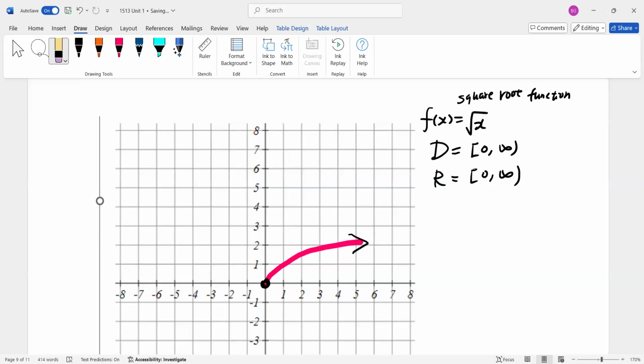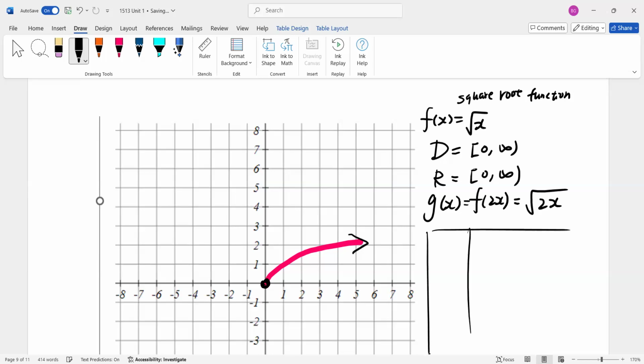So our daughter function here, g of x is f of 2x. We multiply the x by 2. And so we have the square root of 2x, right? Let's see what happened to the daughter function.